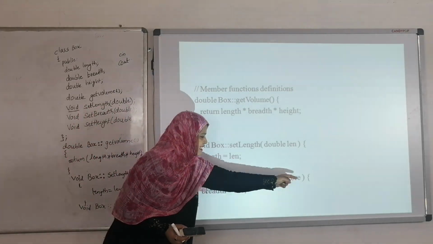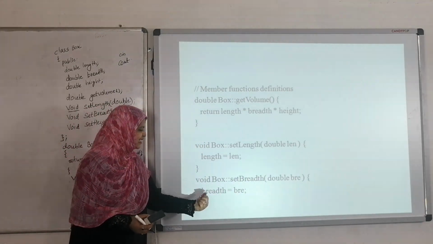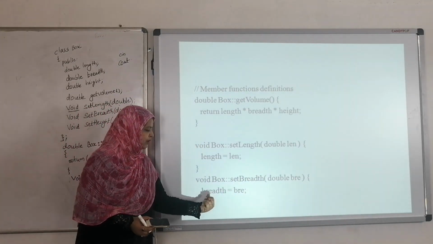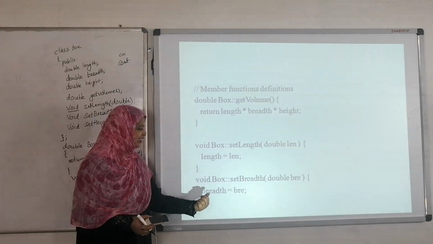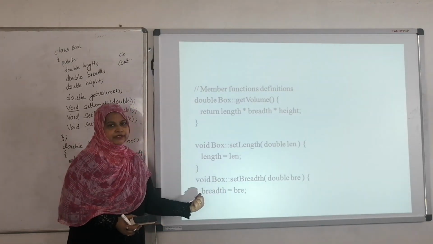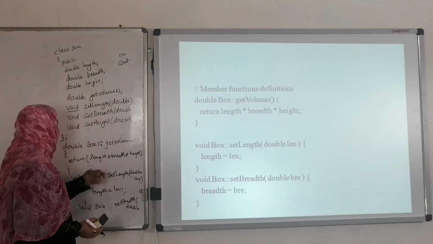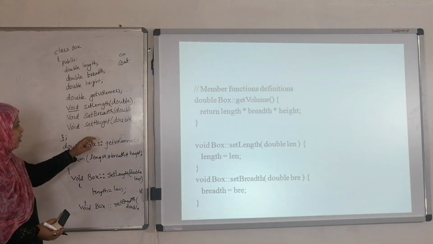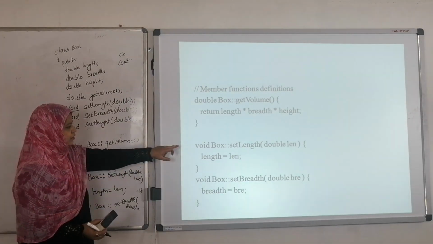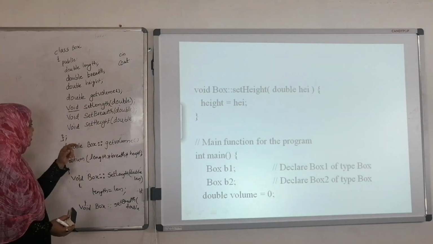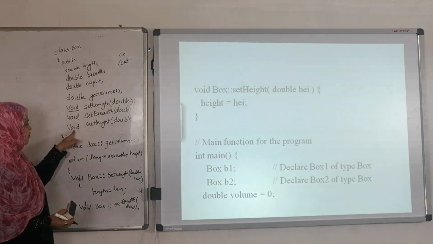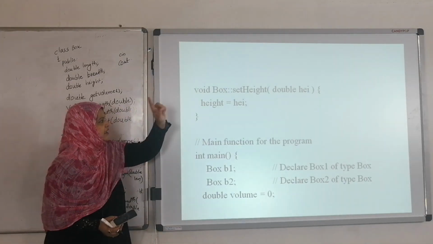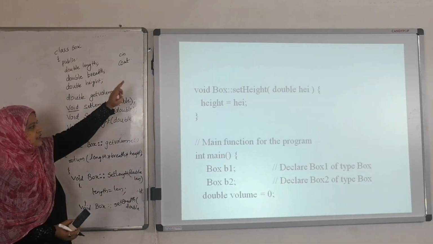Here we have to open the braces and we have to close the braces. In this case we are going to perform only one operation, just assigning the BRE value to the breadth, right? Third, what is the next function? Void set height. How are we going to define this one? Here what is the return type for this one? Void.